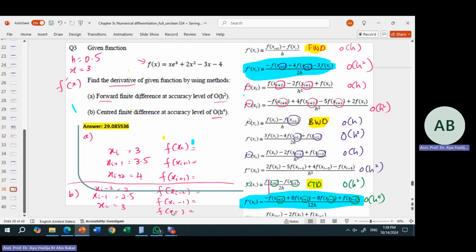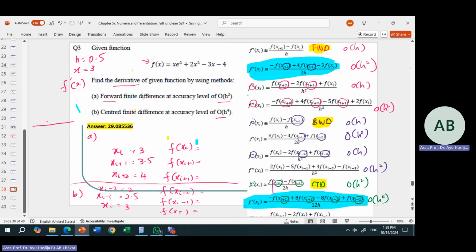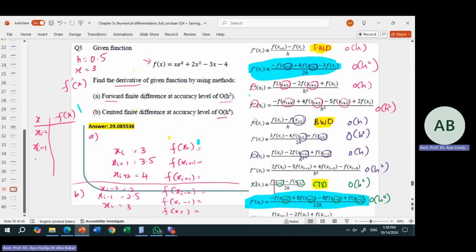Okay, or if you already know the step, first thing you can already set your data. Okay, your x, your f(x). We already know centered level 4, we need i minus 2. So x i minus 1, your x i, plus 1, i plus 2. So you just arrange your data first. Then straight away take the value.